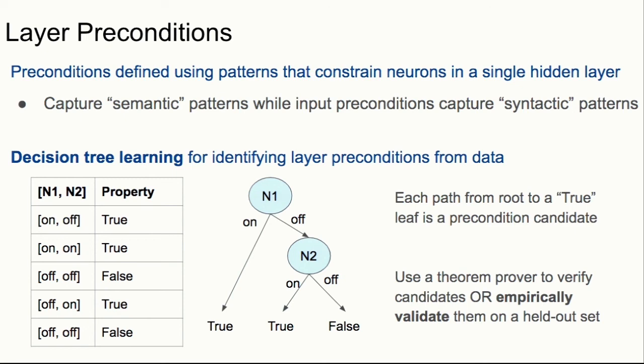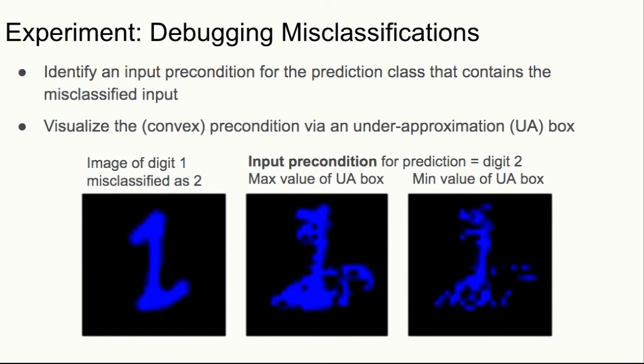So here's an example of debugging misclassifications. This is an image that is ground truth 1, but is classified as a 2. We found the input precondition that this one belongs to. Now that is a convex set. So you can find an under approximation box. Although it's convex, it's still hard to visualize because it's lots of constraints. So an easier thing to visualize is an under approximation box or a hypercube that fits inside it. This is the min point of that box and the max point. Oh, sorry, max and min.